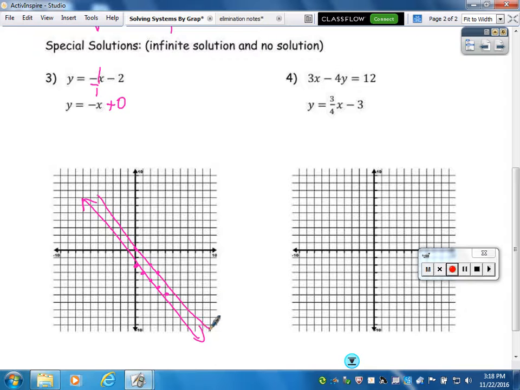And if you see, those are not going to hit each other, so they're not going to have any points of intersection, and they're not going to have any solutions in common. So there's no answer I could plug into this x and that x and get the same y out.